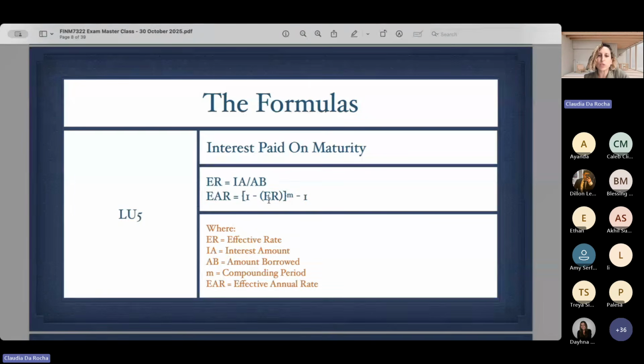In your textbook, you will note that the ER is written as R over M, which is your required rate over your compounding period. But I have swapped this out with ER because in essence, if you are asked to calculate the effective annual rate, you will need to take the answer here and plug it into this bracket. So I have just shifted that. It means the same thing. If I say effective rate, it's the same as saying our required rate over the compounding period.